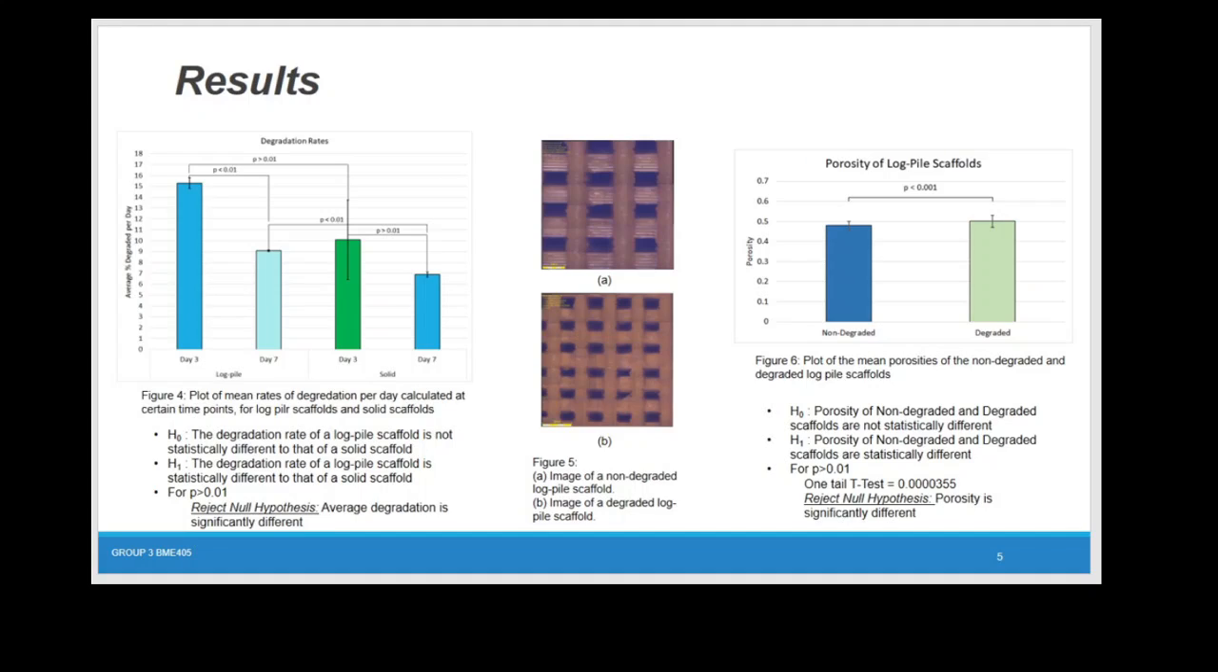In porosity, as seen in figure 6, there is an average of 0.479 and 0.501 taken. Our null hypothesis states that the porosity in non-degraded and degraded scaffolds is not statistically different. Based on a one-tailed t-test, we get a value of 3.55 with 10 to the minus 5 for p. Therefore, we reject the null hypothesis. The porosity is significantly different between the degraded and non-degraded log pile scaffolds.